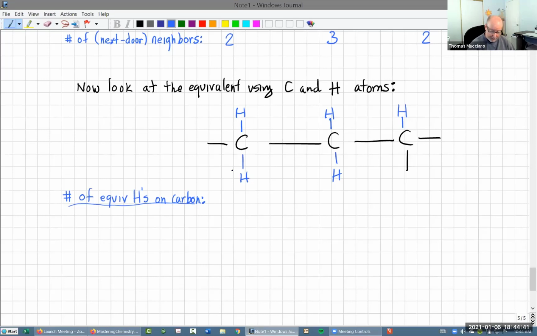So we look here, we say, how many equivalent hydrogens are there? Well, there's 2, right? Effectively, there's 2 hydrogens living on that carbon, 2 hydrogens living in that house. Here's another house. How many hydrogens? 2. Here's another house. How many hydrogens? 1. Okay?